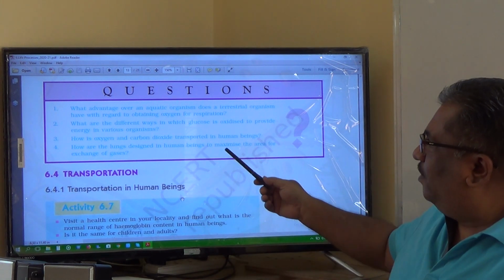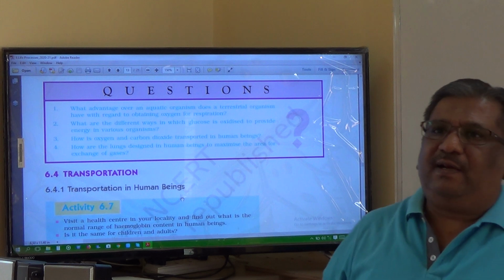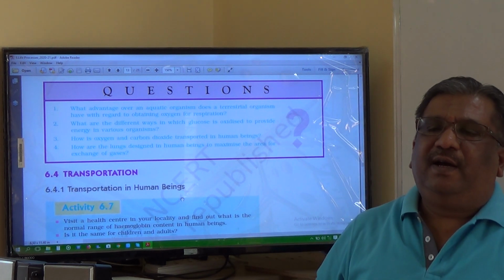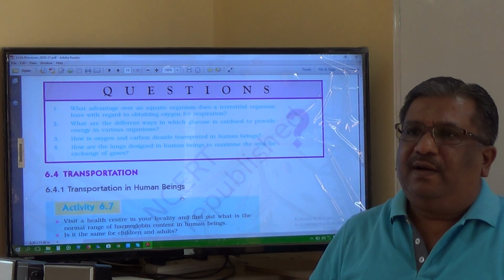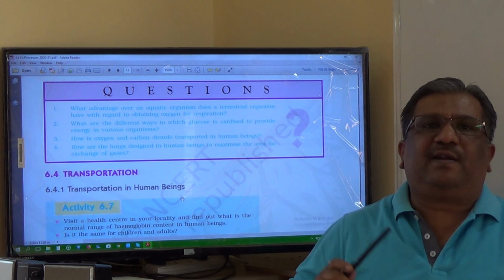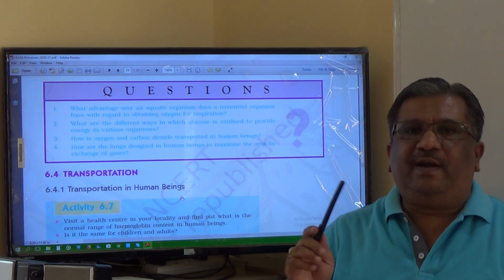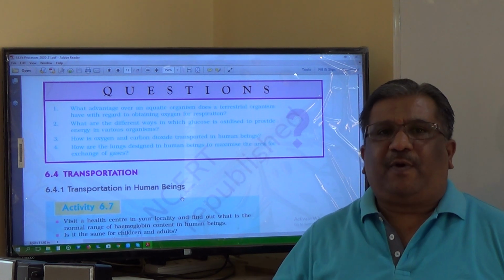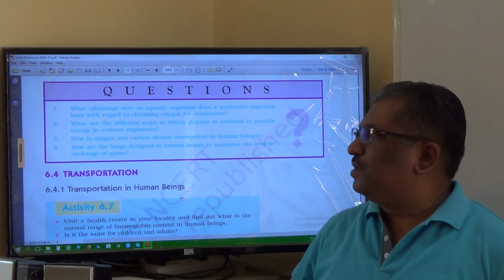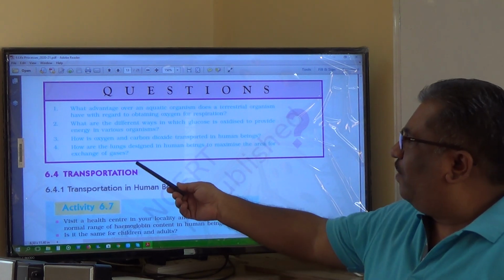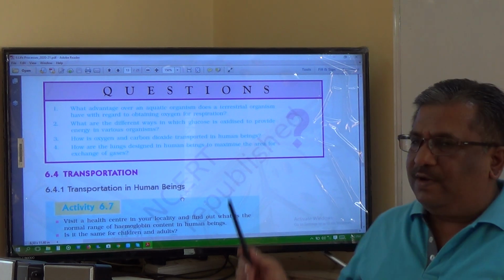How are lungs designed in human beings to maximize the area of exchange of gases? Lungs contain balloon-like structures called alveoli, and these contain a very thin membrane, and it provides a very large surface area for exchange of gases by means of the diffusion process. If we spread out the alveoli, approximately we may end up with about 80 square meters of area for the exchange of gases. So this is what we can write as the answer. This is how the lungs are designed to maximize the area of exchange of gases. Okay, fine. We'll go to the next one.